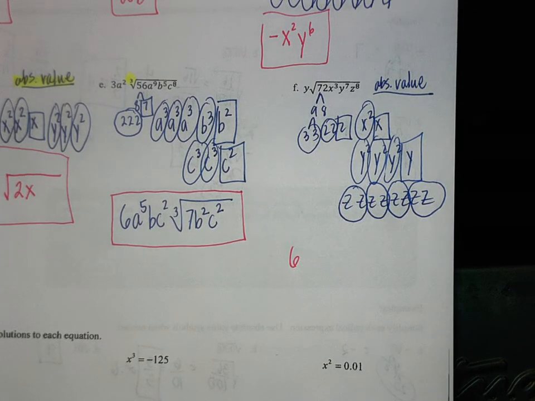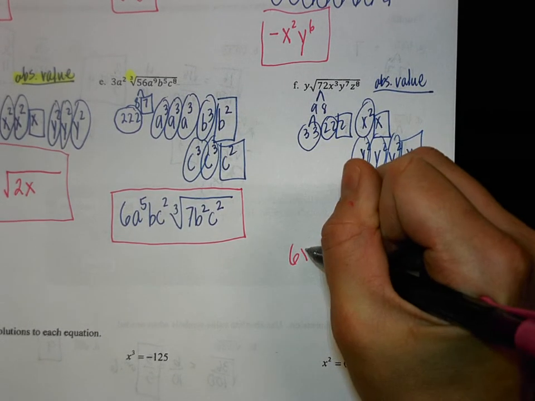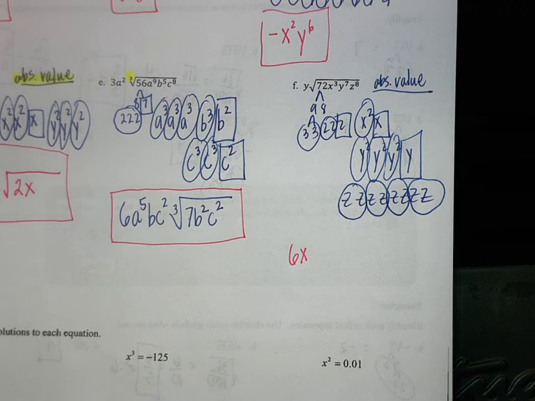Okay, so we're gonna move to the X's now. And so, Alyssa, how would I write with the X's? So six X. Good. Oh, okay, so she already did absolute value there.